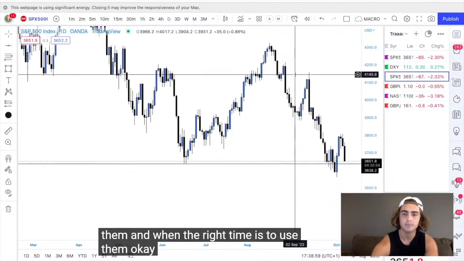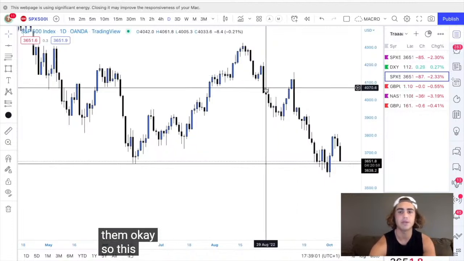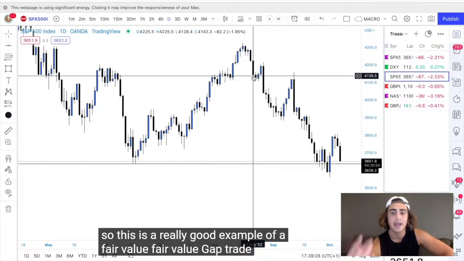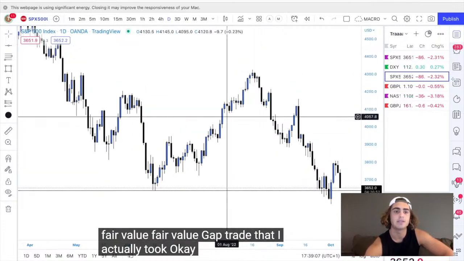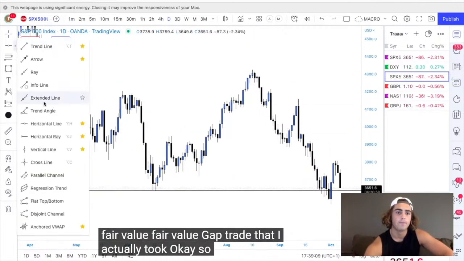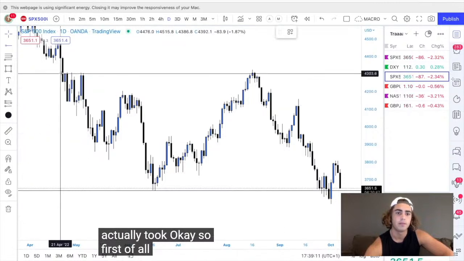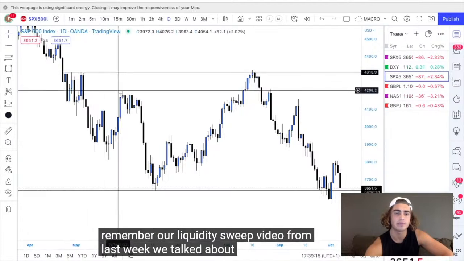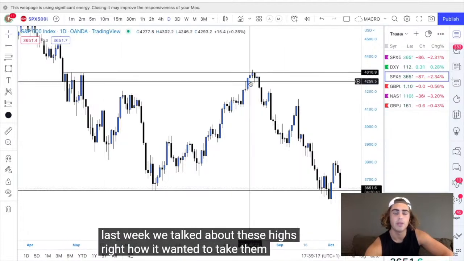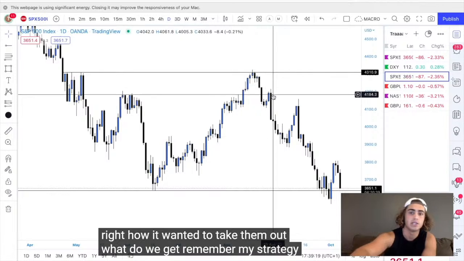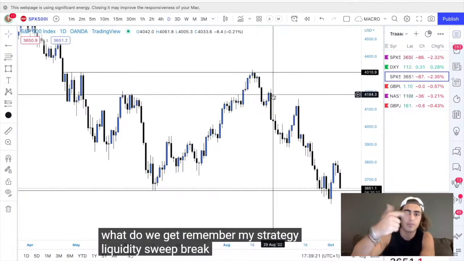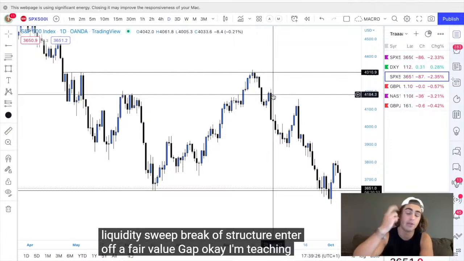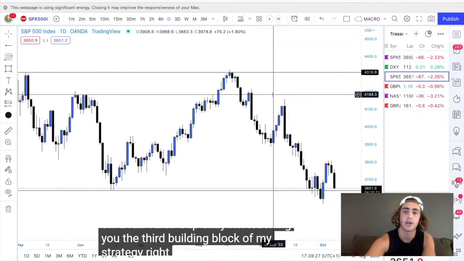So this is a really good example of a fair value gap trade that I actually took. First of all, remember our liquidity sweep video from last week? We talked about these highs, how it wanted to take them out. Remember my strategy: liquidity sweep, break of structure, enter off a fair value gap, okay? I'm teaching you the third building block of my strategy right now, okay?